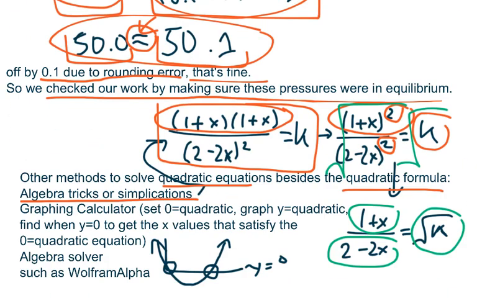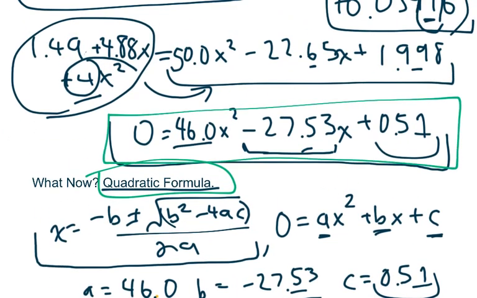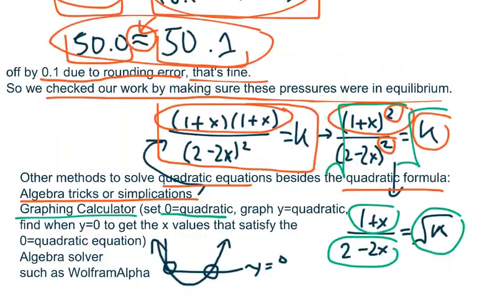Now, what are other ways that you could solve quadratic equations and find the zeros of them? Well, you could use a graphing calculator, and we could set 0 equal to the quadratic expression, such as what we did over here, and all we would do is we would simply graph y equals the quadratic expression we derived and find the x-intercepts, or when y equals 0, to get the x values that satisfy 0 equals the quadratic expression. So that should be expression and not equation.